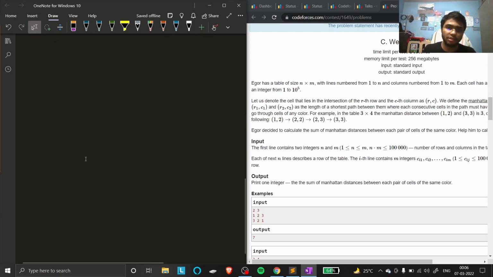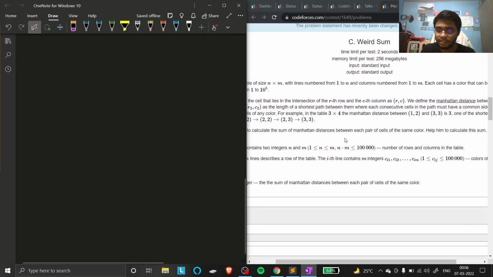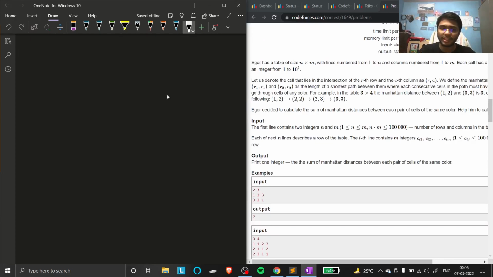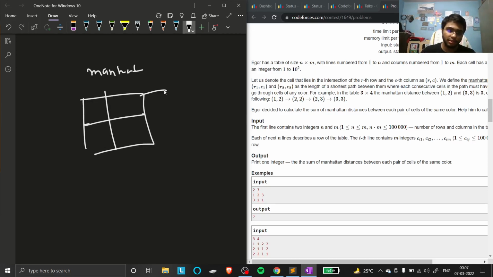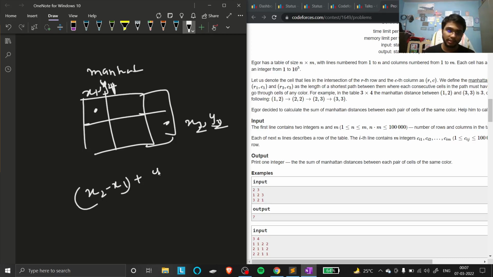So what is this question saying? First of all, the thing you need to know: Manhattan distance. What is Manhattan distance? If this is a row, fine. So what would be the distance between this point and this point? It is simple. If this is x1, y1 and this is x2, y2, the Manhattan distance would be x2 minus x1 plus y2 minus y1. That's the thing. Nothing more.